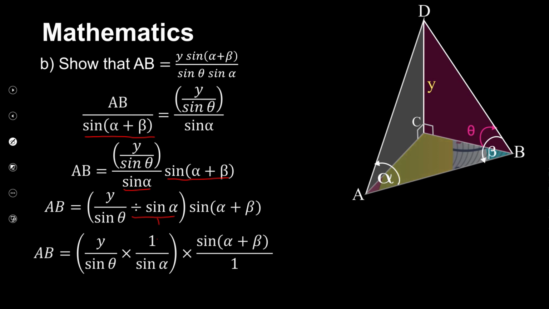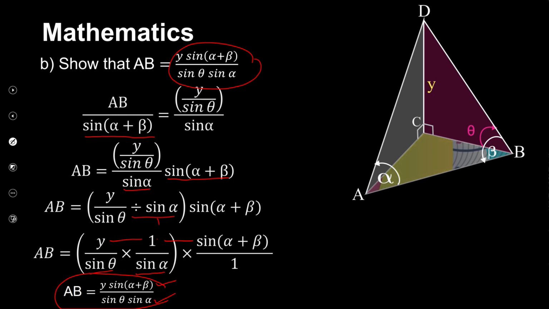Now we only have multiplication, so if you multiply all the numerators, y times 1 times sine of alpha plus beta, it gives us y sine of alpha plus beta, and the bottom we're left with sine of theta times sine of alpha. Writing that all out, we end up with y sine of alpha plus beta over sine of theta times sine of alpha. That looks exactly like what they've asked us to prove in the first place, and that brings us to the end of this question.